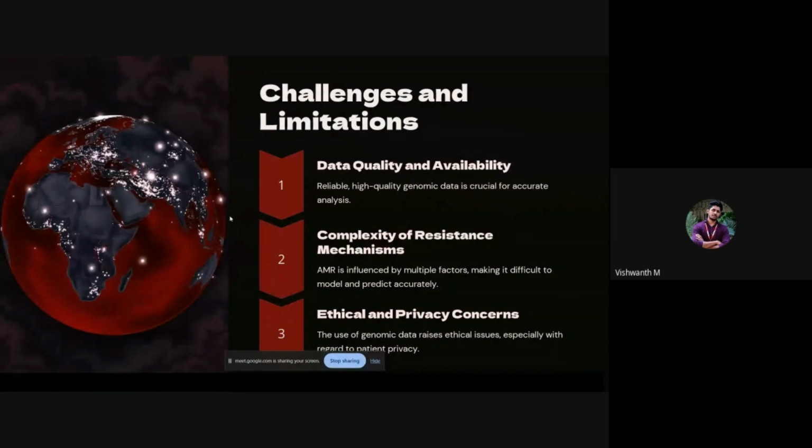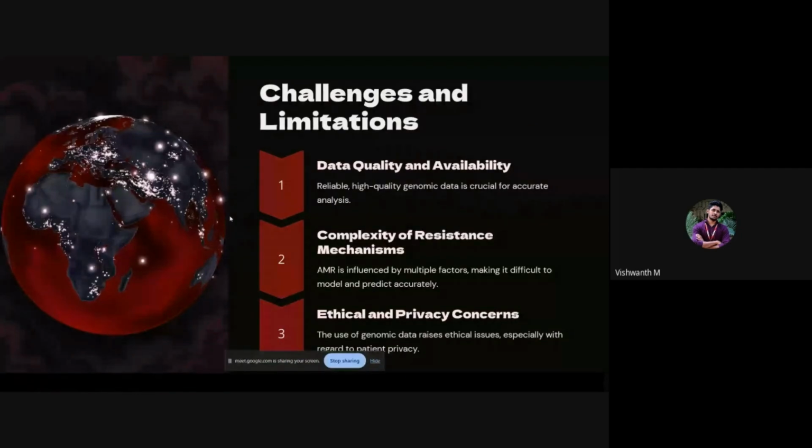So microorganisms can resist in ways we don't fully understand yet. It's still growing, still adapting, still resisting. It's a very crucial topic which we need to understand in day to day life. Okay, so antimicrobial resistance is influenced by multiple factors, including genetic mutations, environmental factors, and horizontal gene transfer, which I already discussed, making it very difficult to model and predict accurately.